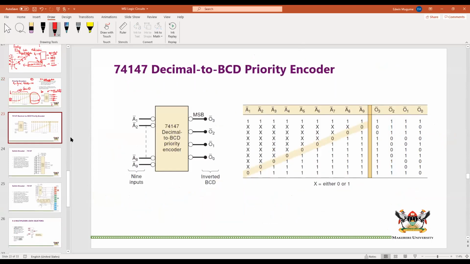Let us look at this. I think this is what I've just explained, that you have 9 inputs and 4 outputs. These correspond to BCD, but in fact they are inverted. And these are your decimals. This is 1, 2, 3, 4, all the way to 9. And the 0 is not connected. Just one moment.